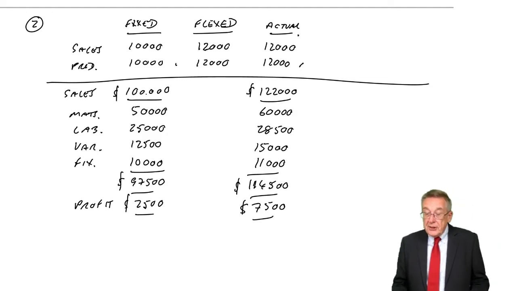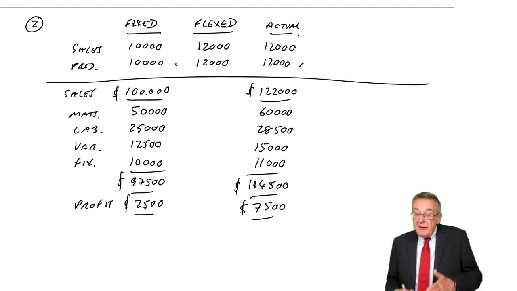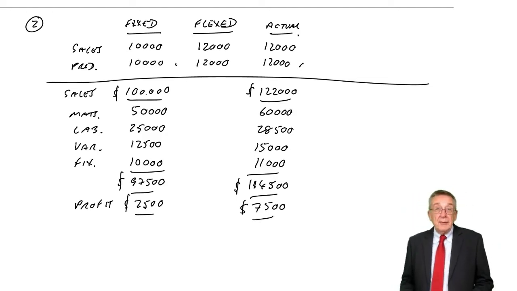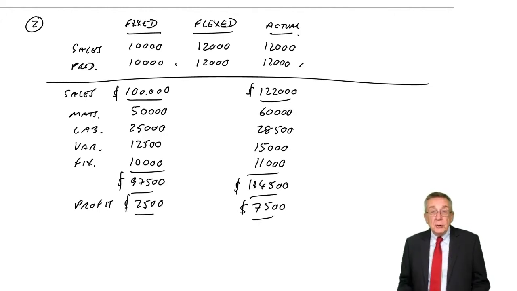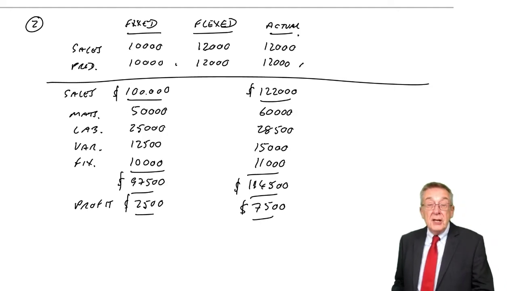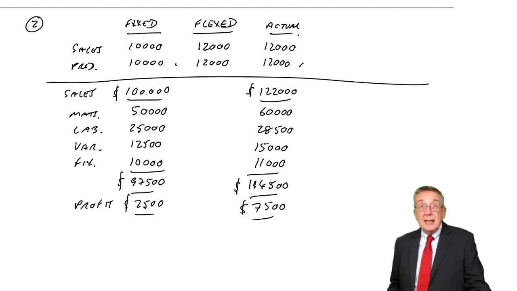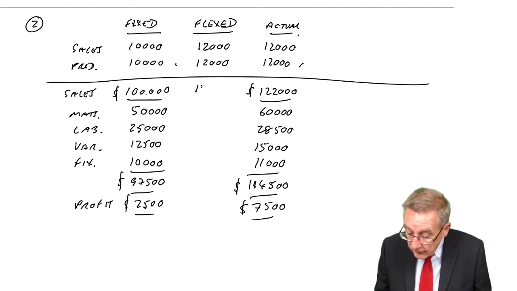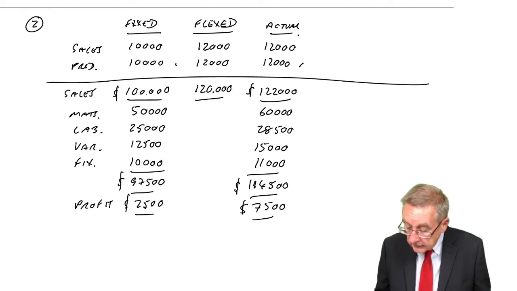And looking at the original budget figures, if we had sold 12,000, how much revenue should we have made? Well, the revenue, $10 a unit. We should have been selling at $10. We should have had revenue of 120.